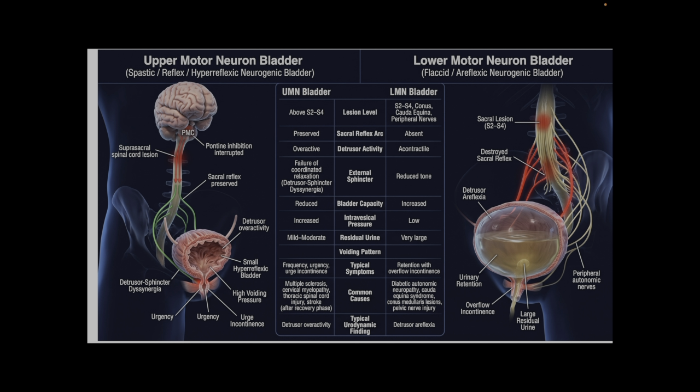Here the sacral reflex arc is destroyed. The detrusor becomes areflexic and acontractile, it won't contract. In UMN, the detrusor is hyperactive, but here the detrusor is areflexic. So intravesical pressure here is low.